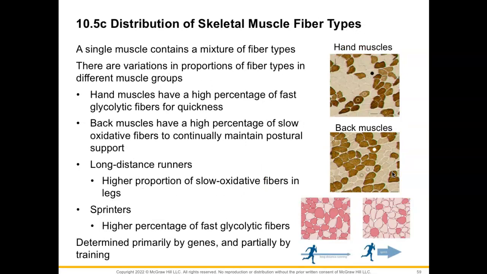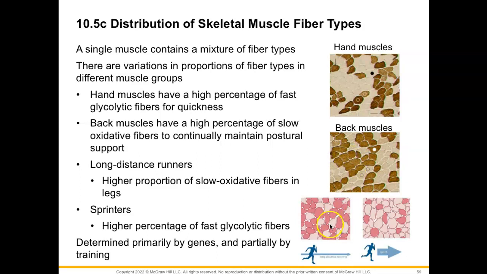Now let's talk about distribution of these fibers. A single muscle has a mixture of these different fiber types, just like we saw in the previous slide. And there are going to be variations in proportions of the fiber types in different muscle groups. For instance, this histology view is of our hand muscles, and we see that we have a high percentage of our fast glycolytic fibers here for quickness, whereas in an area like our back muscles, we're going to have a higher percentage of those slow red oxidative fibers that'll give us that postural support to be able to maintain for a long time.